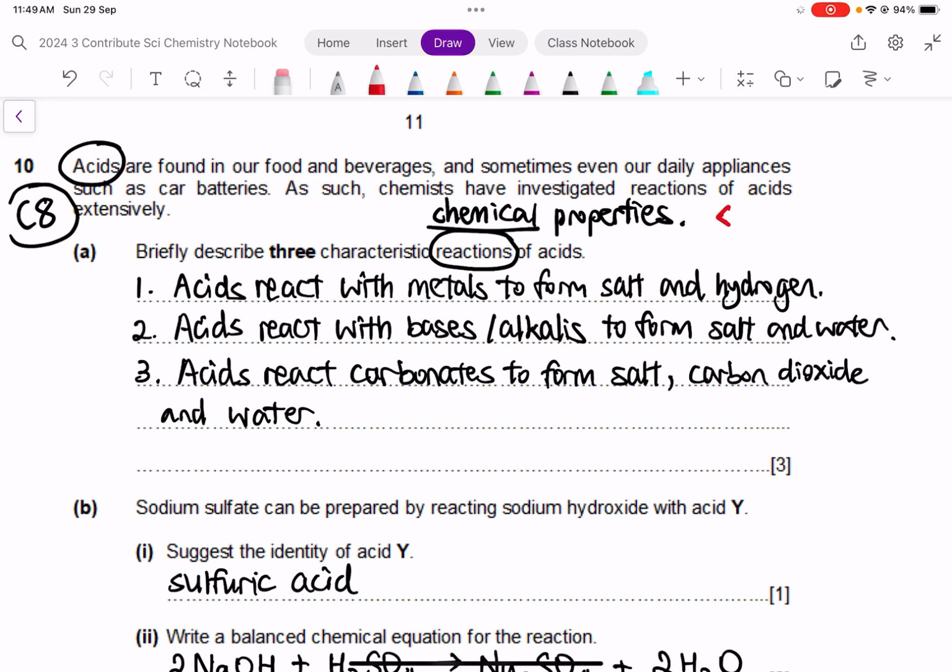Now, this is different from physical properties. Physical properties have to do with taste. Acids taste sour. Color. Acids turn moist blue litmus paper red. Acids turn universal indicator red, orange, or yellow. So physical properties are things that you can observe with your 5 senses. Sense of taste, sense of sight are 2 of them. So taste and color are physical properties, whereas chemical properties refers to reactions. So these are the 3 reactions of acids. Acid with metal, acid with base, acid with carbonates.